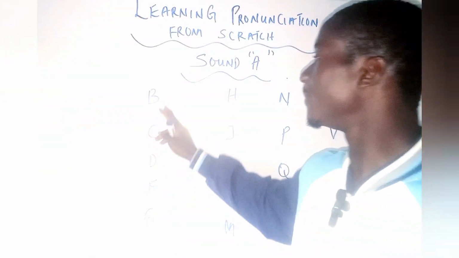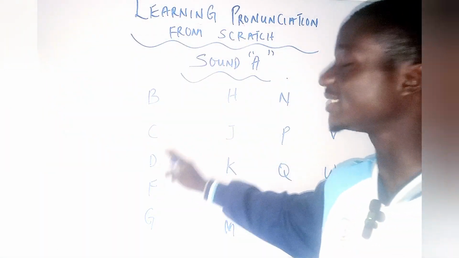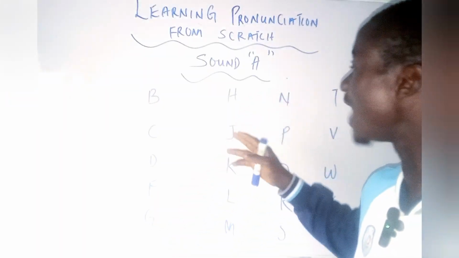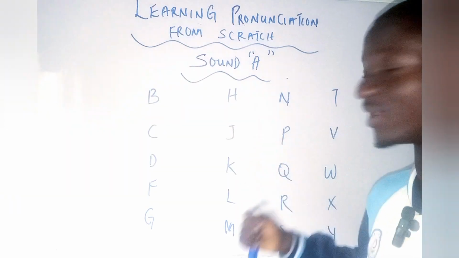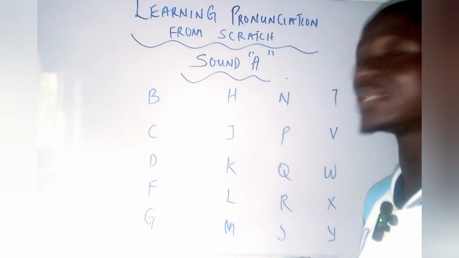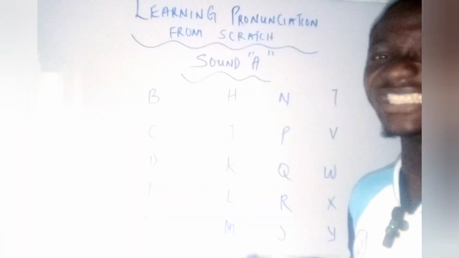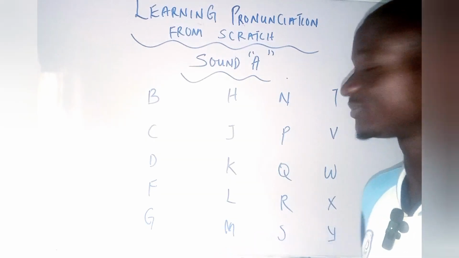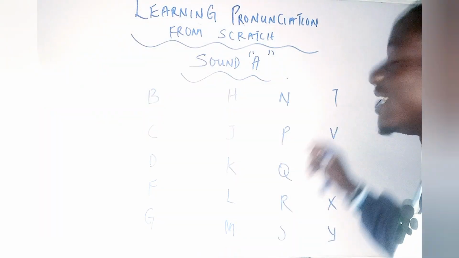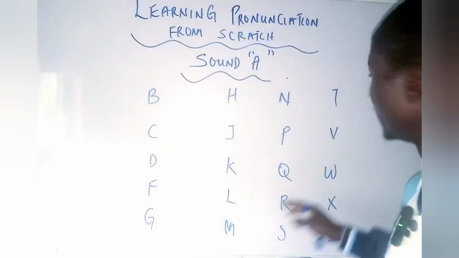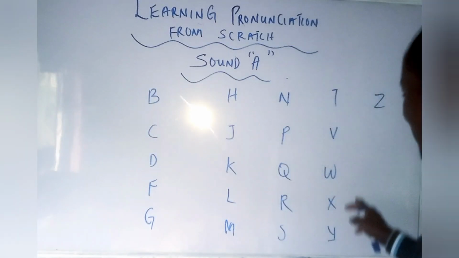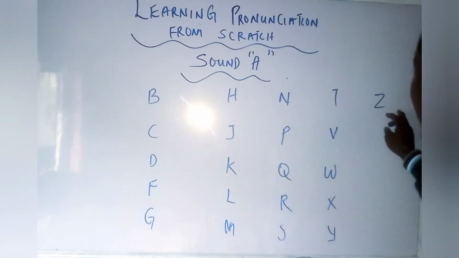This is B. B sound B. C sound K. D sound D. F sound F. G sound G. H sound J sound Ch. K sound K. L sound L. M sound M. N sound M. P sound P. Q sound Q. R sound R. S sound S. T sound T. V sound F. W sound W. X sound X. Y sound Y. Z sound Z.